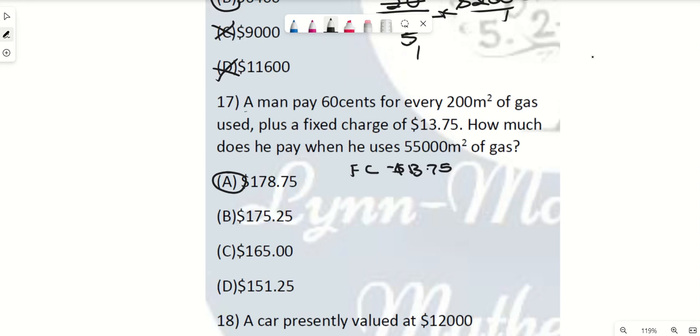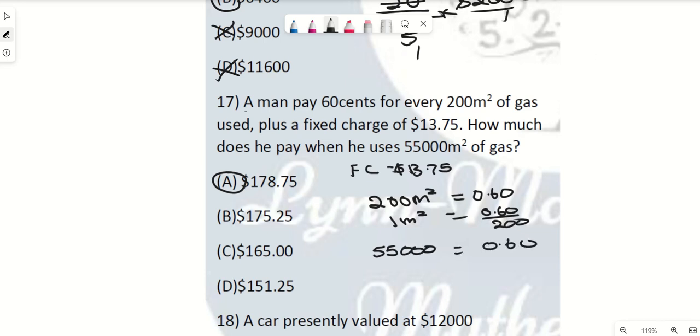55,000 meters cube of gas? So we know 200 meters squared is equal to 0.60. Right? 1 meter squared would be 0.60 divided by 200, right? And then 55,000 would be 0.60 divided by 200 multiplied by 55,000 over 1. Cross out these zeros. We say 2 into 2, 1. 2 into 5 is 2 remainder 1. 2 into 15 is 7 remainder 1. 2 into 10 is 5. So we know 2 into 550 is 275.